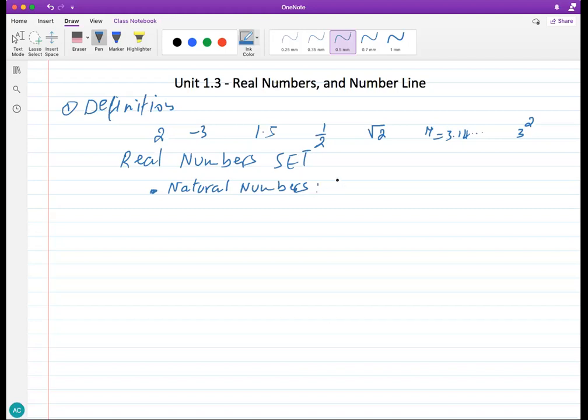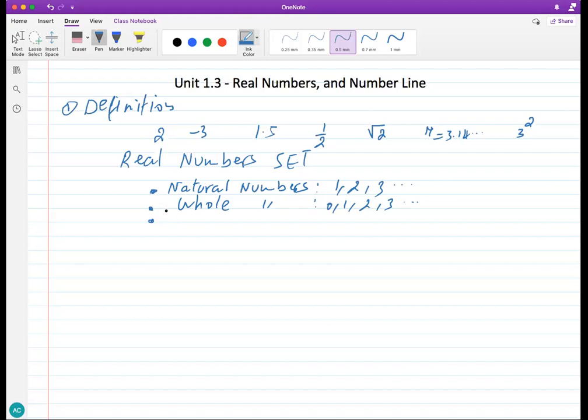Natural numbers start from 1 and go up. They don't have any negatives or decimals, not even 0. They don't have 0. After this, we have another group called the whole numbers. Whole numbers are pretty much these, but we add 0 to them. So we add 0 to this group, and it turns into a new subgroup of real numbers that we call the whole numbers.